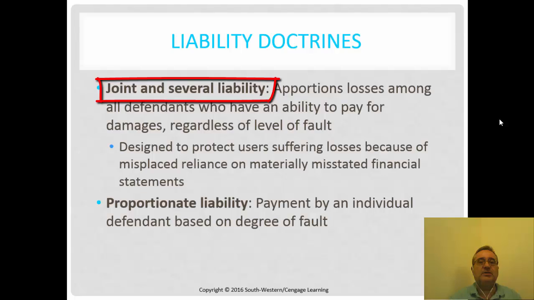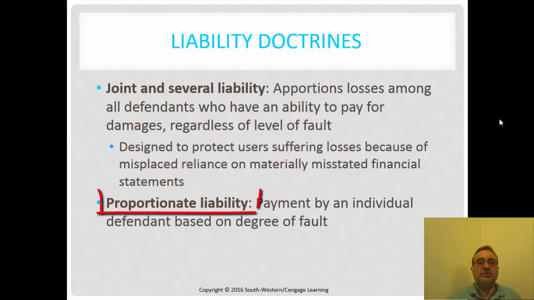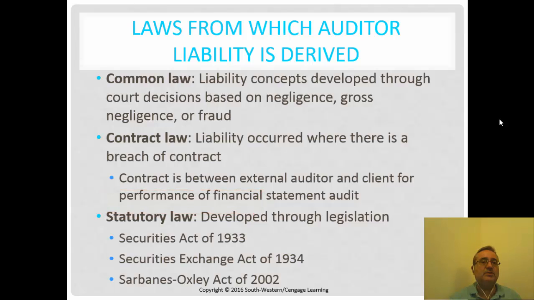Joint and several liability, this apportions the loss among all defendants, and you notice how we qualify all defendants who have the ability to pay for damages regardless of the level of fault. This is designed to protect users suffering losses because of misplaced reliance on materially misstated financial statements. And then finally, the third doctrine is proportional liability, payment by an individual defendant based upon the degree of fault.